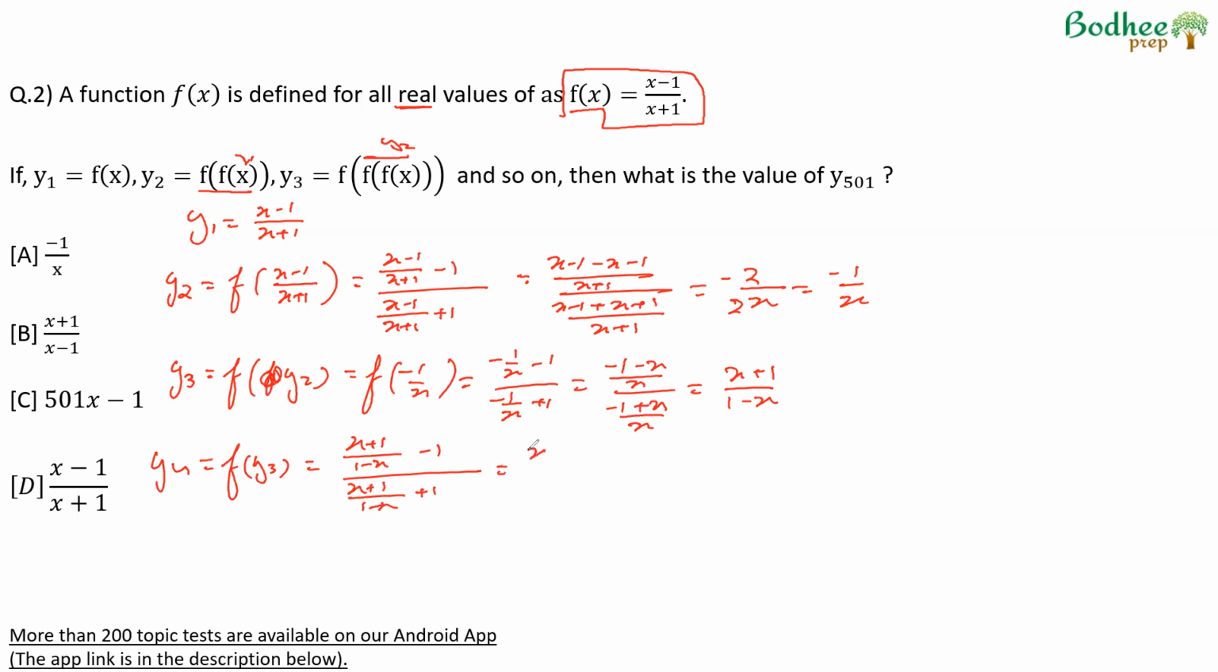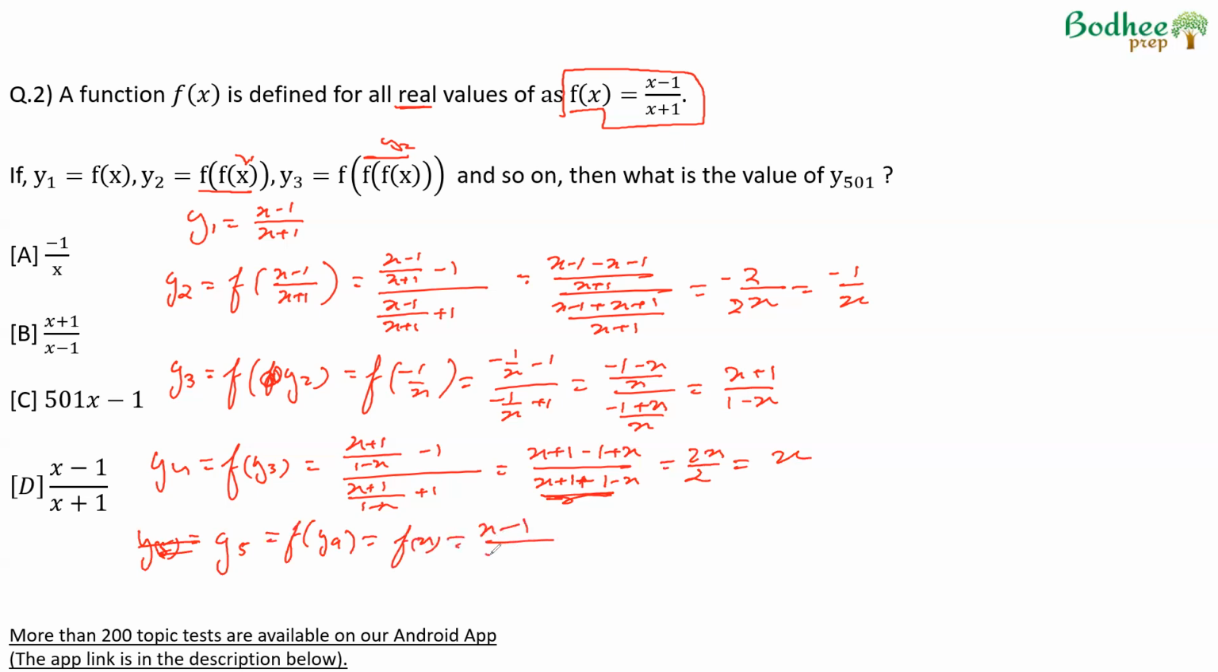This will become x plus 1 minus 1 plus x upon x plus 1 plus 1 minus x. In both cases, we have 1 minus x in the denominator, so I've cancelled that out directly. This becomes 2x, 1 minus x, minus 1 plus x, plus 1 minus x. Now the signs are correct. This becomes 2x upon 2, which is x. And therefore, y5 will be nothing but f of y4, which is f of x, which is x minus 1 upon x plus 1.